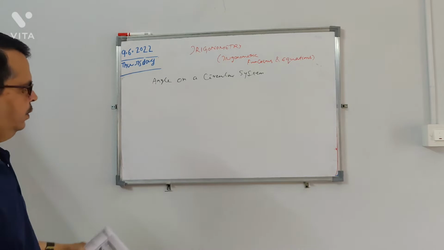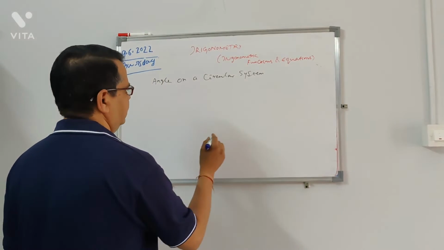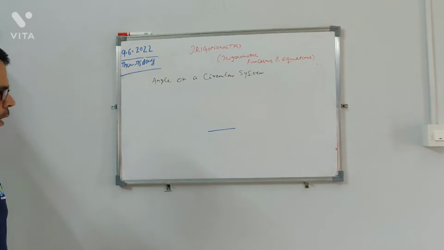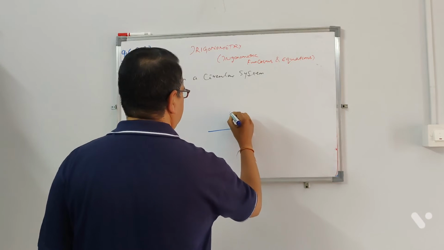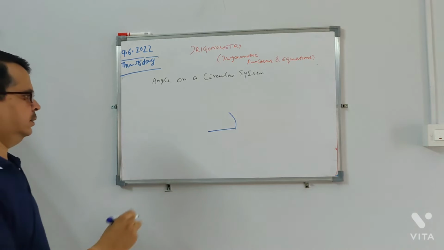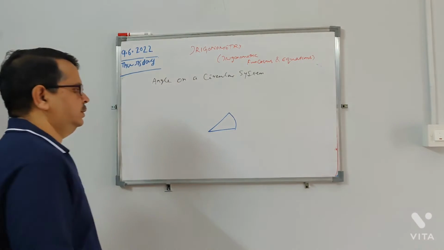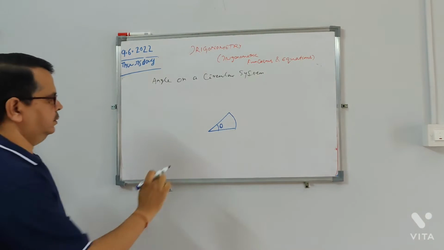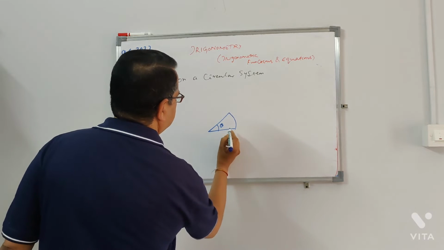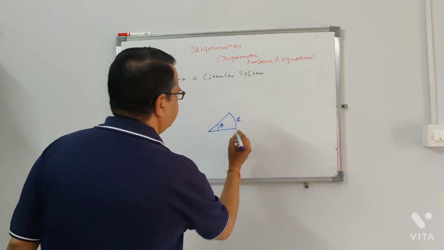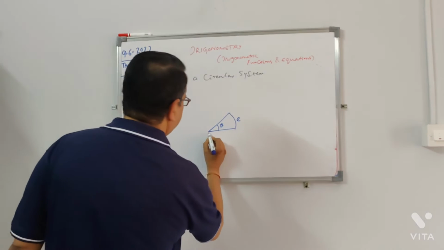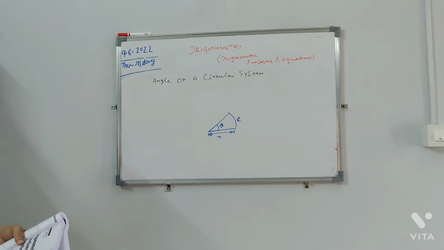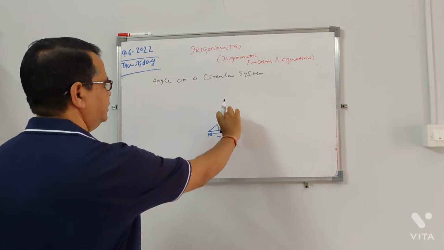So if you have a circle of radius r, and an arc of length l. So this is your radius. This is part of a circle. This is your angle theta. The length of the arc is L, and the radius of the circle is R. So the angle subtended by this arc is theta.